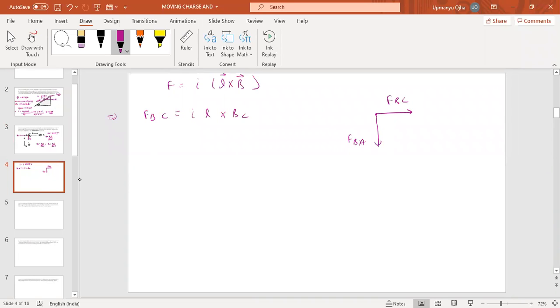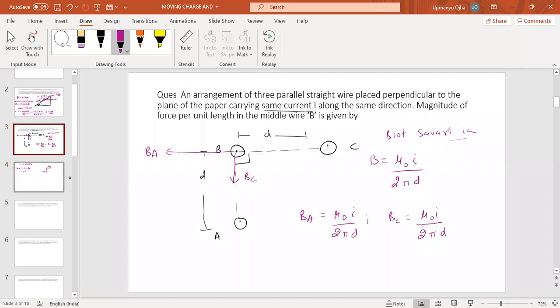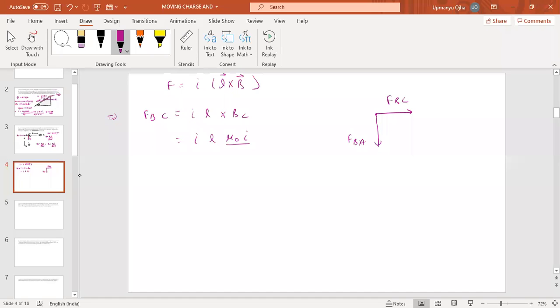So what is the value of the magnetic field due to C? That is equal to mu naught I by 2 pi d. So that is the force on B due to C. Similarly, the force on B due to A is I L into B A, which is mu naught I by 2 pi d. So we found the magnitude of BC and BA.